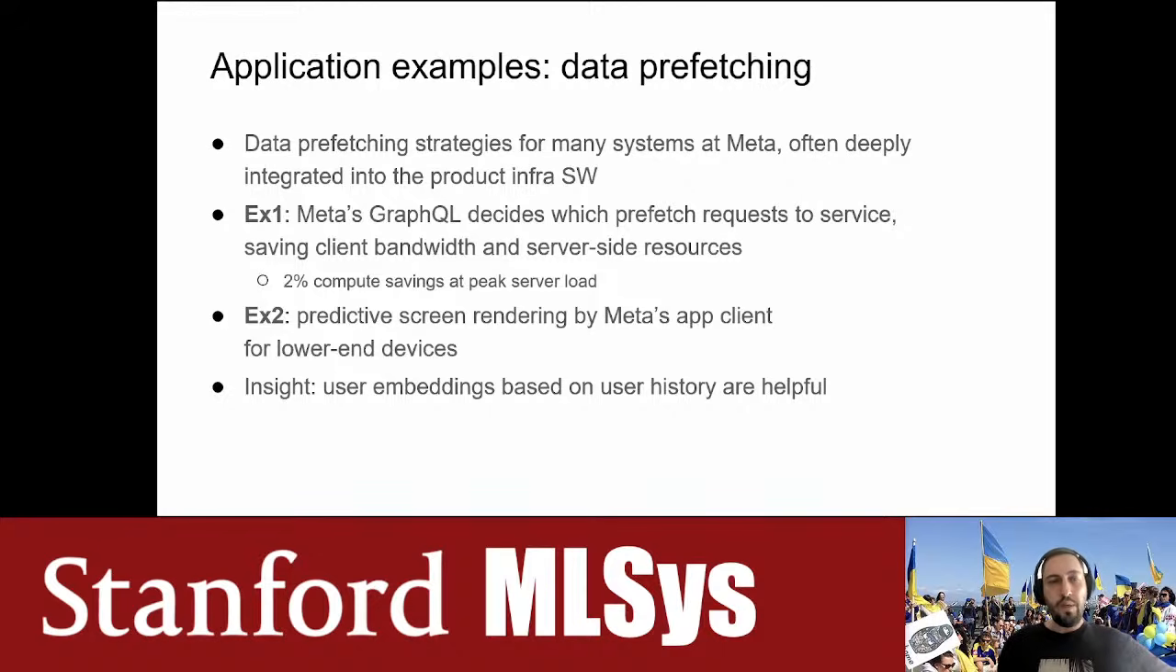In the second example, this is a distributed example with predictive screen rendering by Meta's Facebook app client on lower-end devices where resource limitations are tighter. And so it turns out that in order to predict what to prefetch and what not, what to render, what not, it really helps to model information about users via embeddings based on the history of what they did before. This extracts information in just the right way.